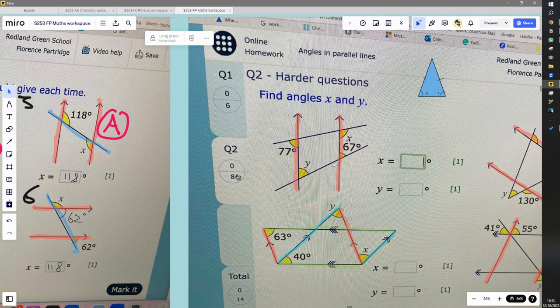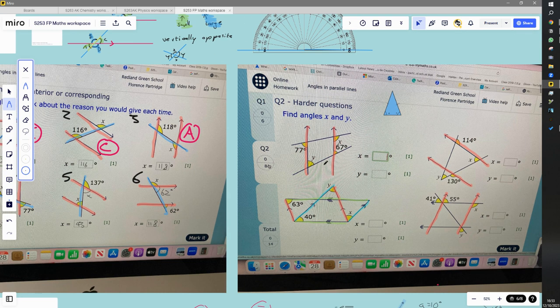They're trying to catch you out here because you might think this is co-interior with X, but it's not, because these two lines that aren't highlighted, they're not parallel. If they were parallel, then yes, we'd say that they're co-interior. What we can say is that Y is alternate with the 67 degrees because the two red lines, no, not alternate, sorry, they are corresponding to the other one.